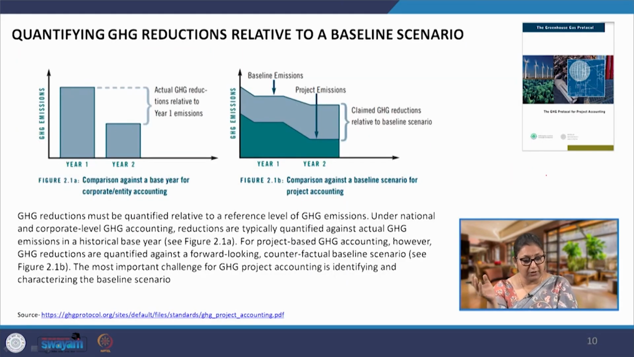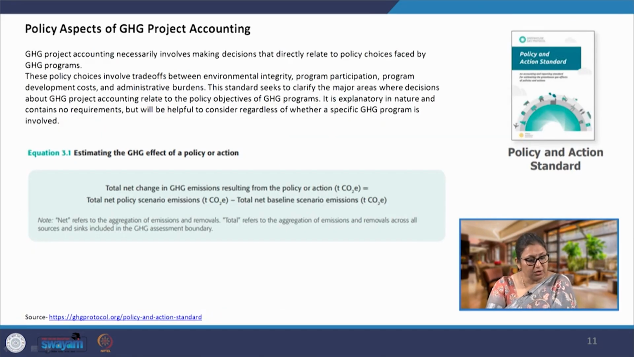So, these are the key GHG project accounting concepts which we will use when we are accounting for any project or activity. And when we say GHG accounting and reporting, we very simply calculate the GHG emissions for the base year, whatever that year is, and we calculate the GHG emissions for the current reporting year, and the difference between the two is the GHG emission reduction that we are talking about.